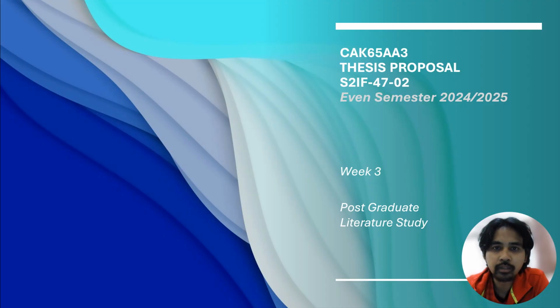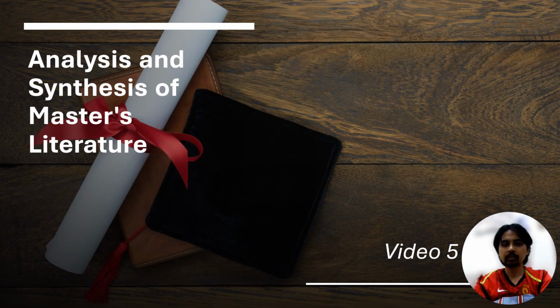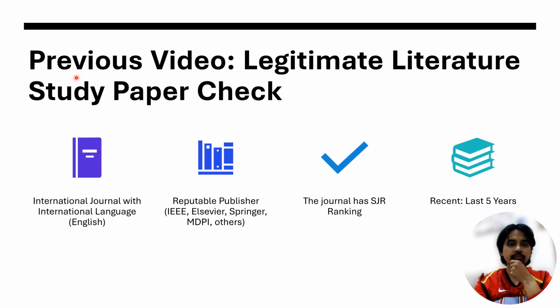The course name is Thesis Proposal, and we have reached week 3 where we are going to discuss postgraduate literature study. And the fifth video is about analysis and synthesis of master's literature. In the previous video, we discussed how a paper is defined as legitimate or not.